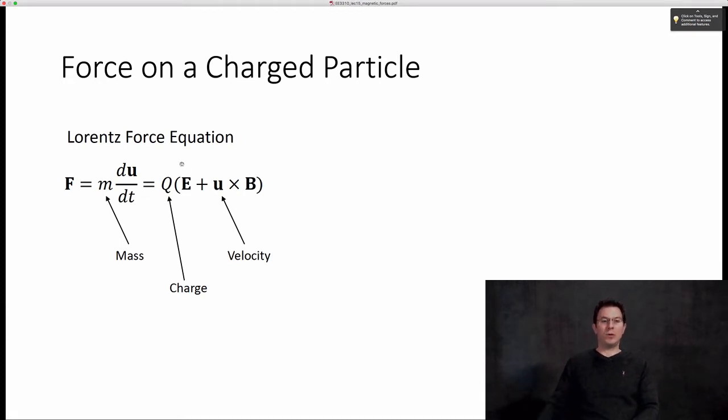So a couple of things to notice here. First off, the force exerted by the electric field on a charged particle is in the same direction as the electric field. However, the force exerted on a moving charged particle with velocity u is not in the same direction as the magnetic field, because of this cross product here. So the force is 90 degrees to both the velocity and the magnetic field.